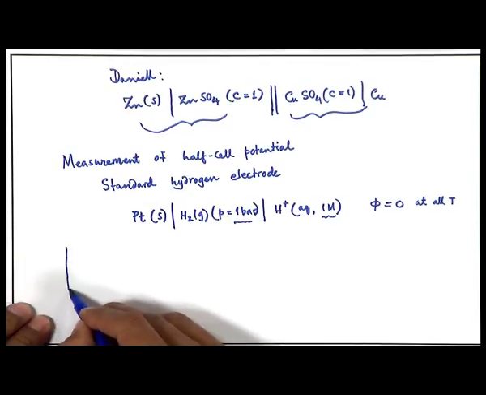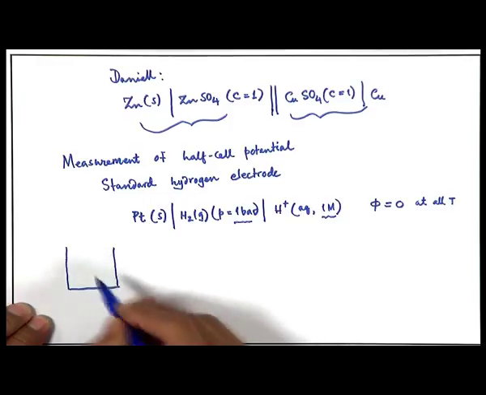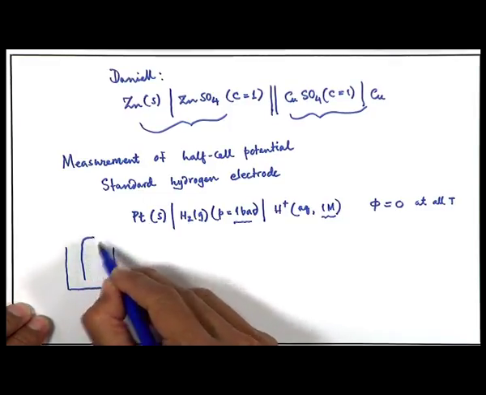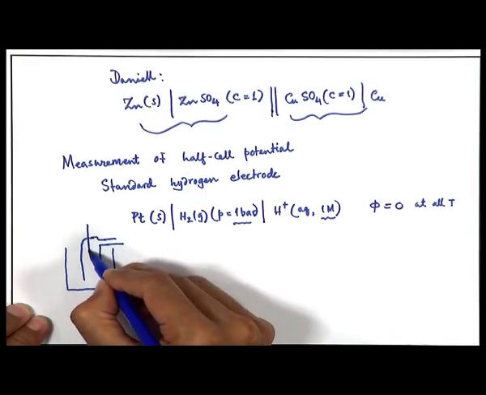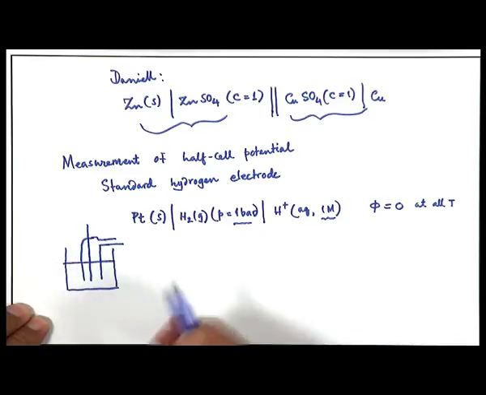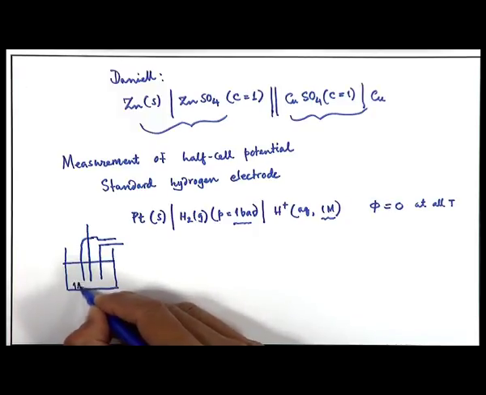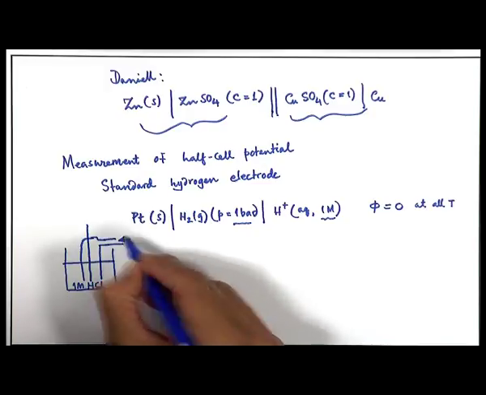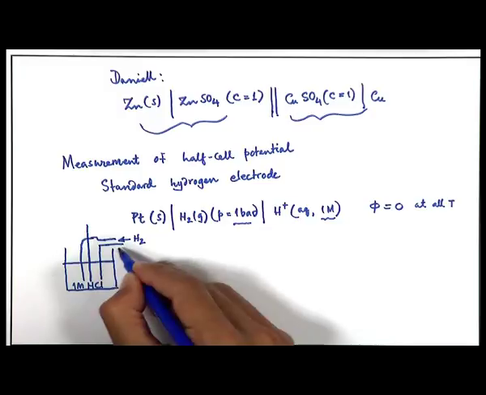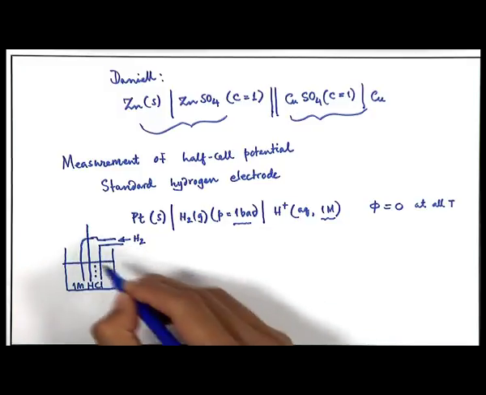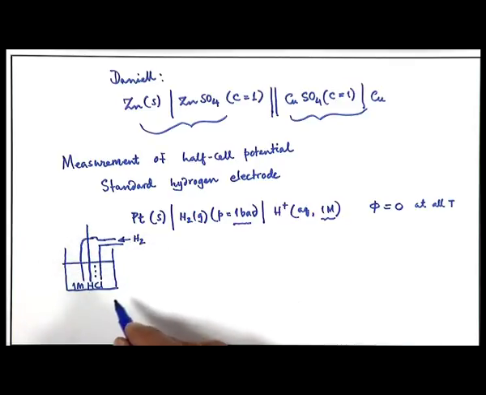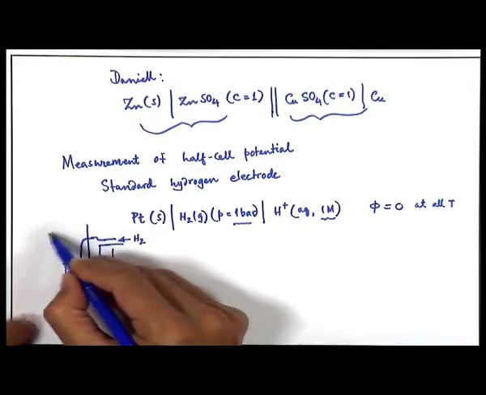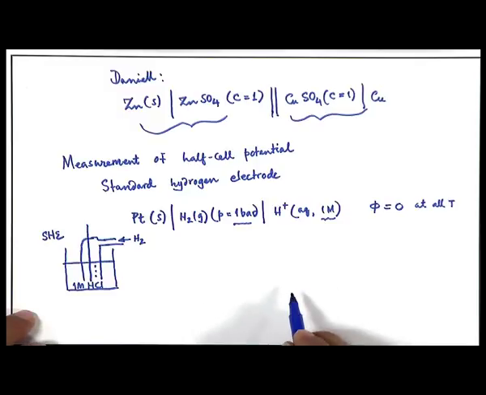So, pictorially I can draw like this. You have a platinum wire, platinized platinum wire, and this is 1 molar HCl, and pure hydrogen gas is bubbled over here, so that the solution is saturated with hydrogen, whatever may be the solubility of hydrogen. And this is called the standard hydrogen electrode. At all the temperatures, its phi value, that is the half cell potential, is assumed to be 0.